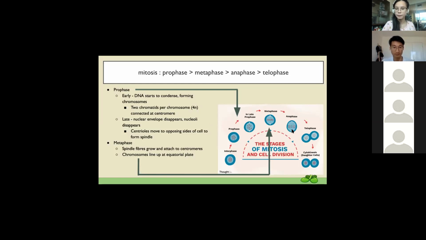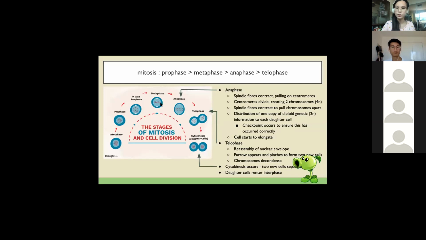In anaphase, the spindle fibers are contracting, and that will break the centromere and separate the chromatids. So now there are 4 copies of each chromosome, and the cell will distribute these copies so that each daughter cell has 2 copies of each chromosome.